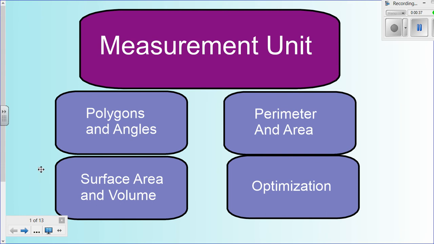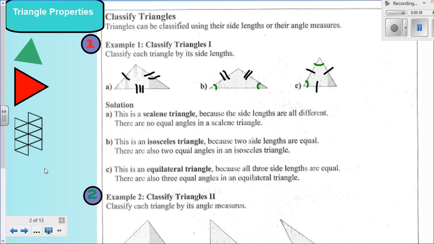The first polygon we're going to look at is the triangle. There are 2 ways to classify a triangle. You can classify them with respect to the side lengths, or you can classify it with respect to the angles of the triangle. So the first classification is based on its side lengths. Triangle A, B, and C are shown with the side lengths indicated by those ticks.